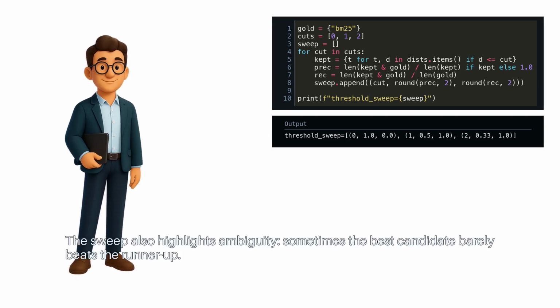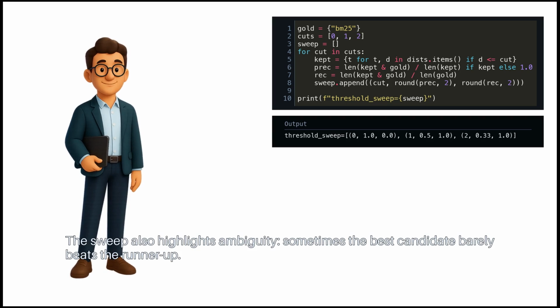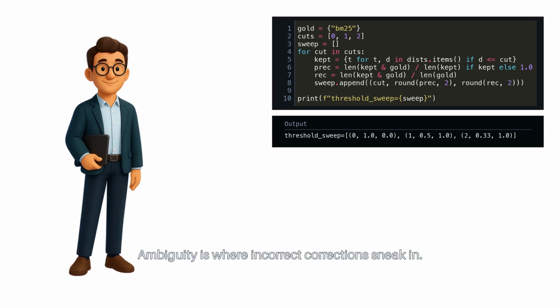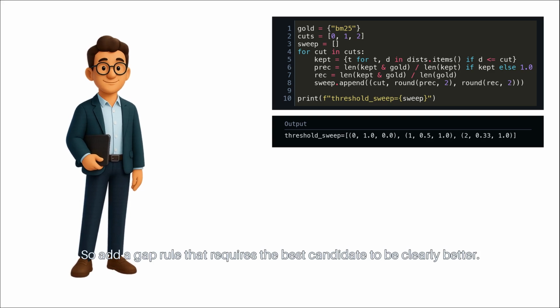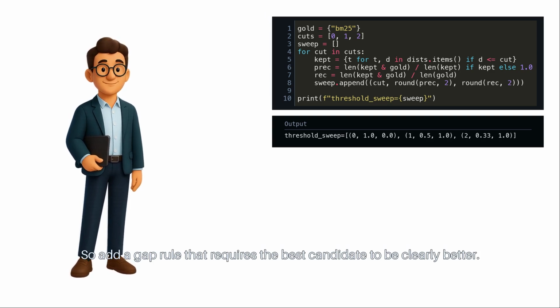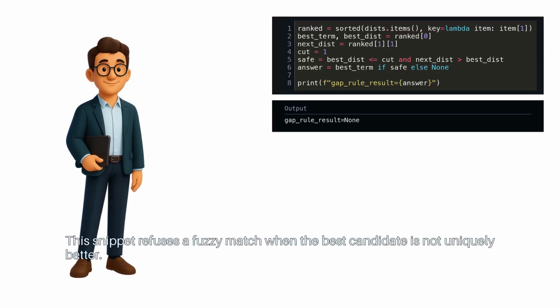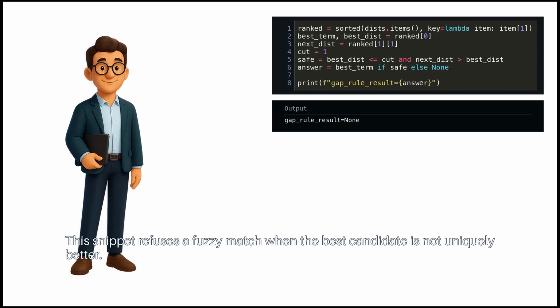The sweep also highlights ambiguity. Sometimes the best candidate barely beats the runner-up. Ambiguity is where incorrect corrections sneak in. So, add a gap rule that requires the best candidate to be clearly better. This snippet refuses a fuzzy match when the best candidate is not uniquely better.